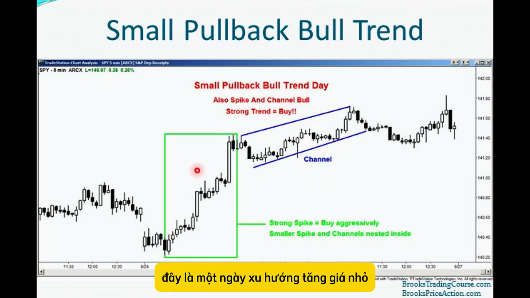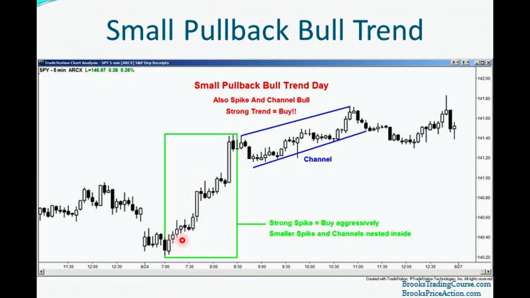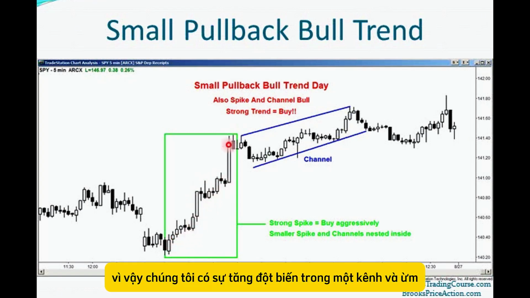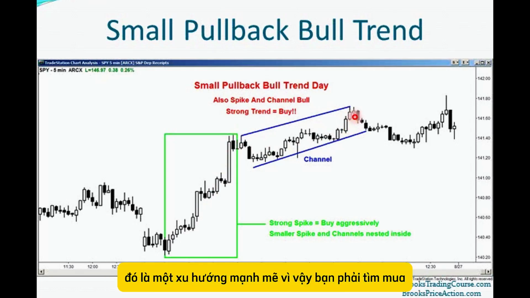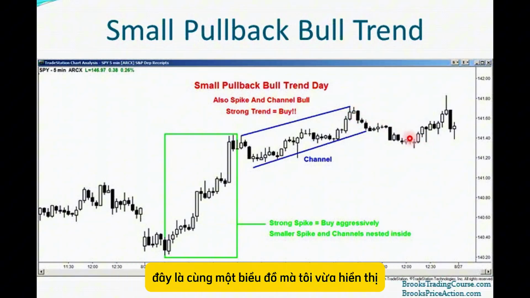Here is a small pullback bull trend day. It's also a spike and channel. So we have a spike and a channel, and it's a strong trend. So you've got to be looking to buy. And we have a bigger pullback later in the day. This is the same chart that I just showed. So you try to buy the bigger pullback, looking for a new high of the day.